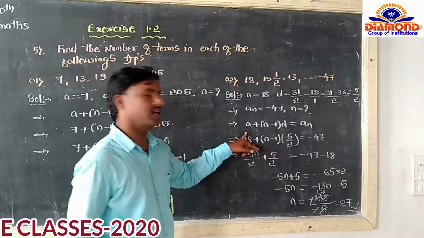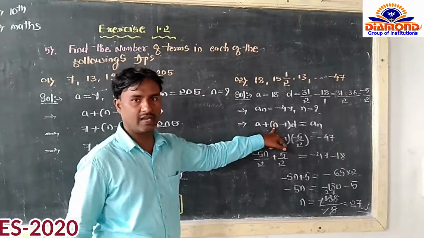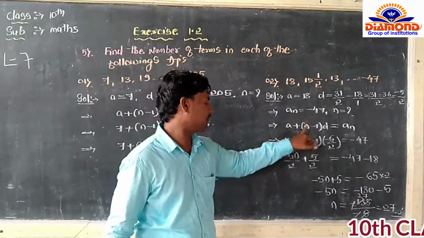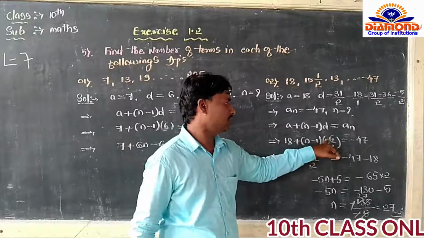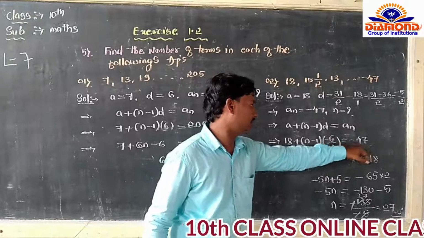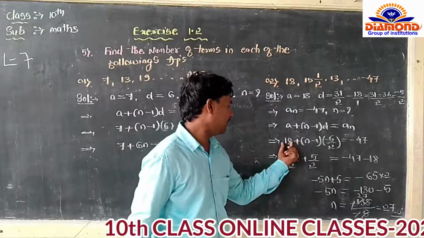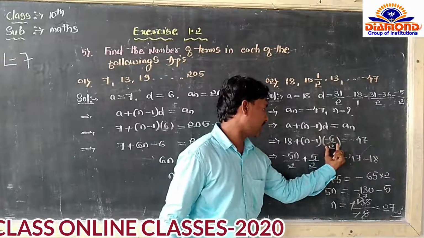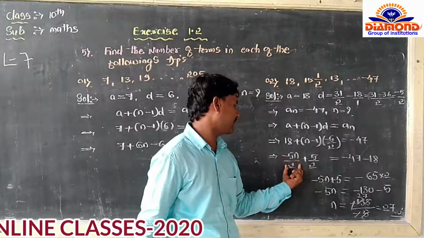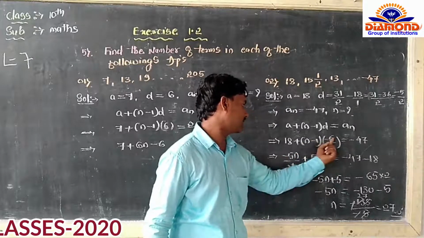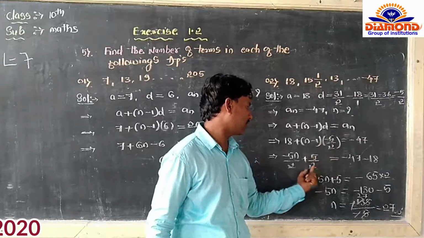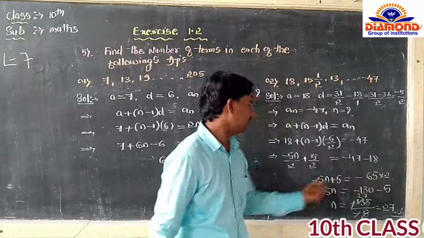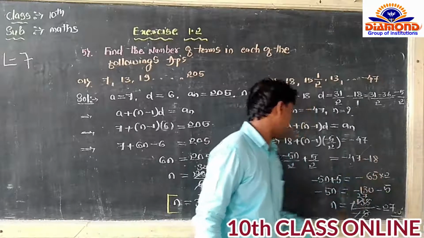Next, the identity is a plus (n minus 1) d is equal to an. a value is 18 plus (n minus 1), common difference is minus 5 by 2, is equal to minus 47. Then here 18 is transferred to that side, that becomes minus 18. Here minus 5 upon 2 into n is minus 5n by 2, and minus into minus is plus 5 by 2 into 1 is 5 by 2. We got minus 47 minus 18, which is equal to minus 65, dear students.